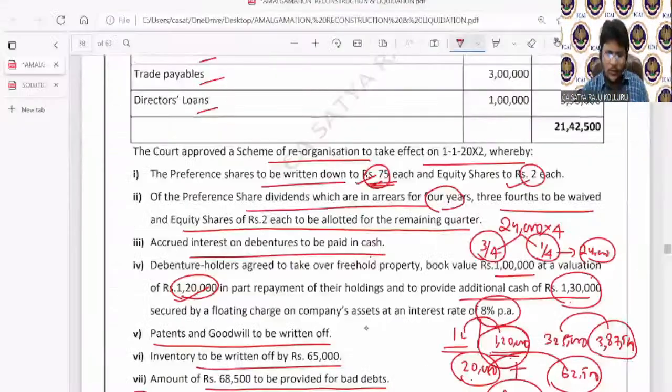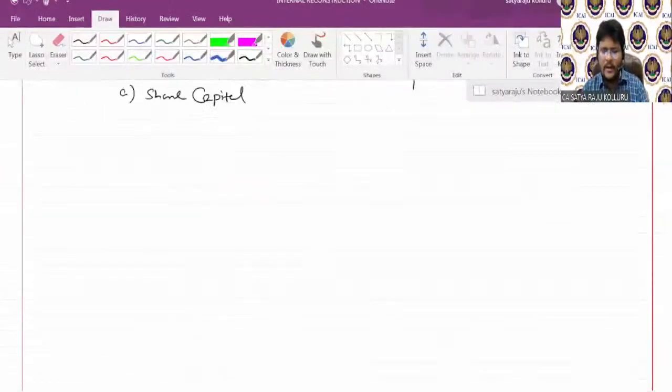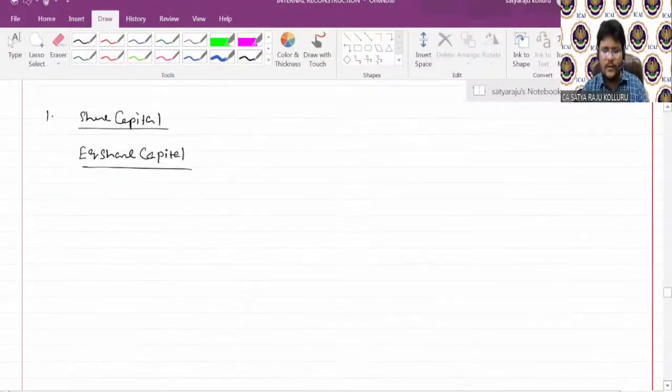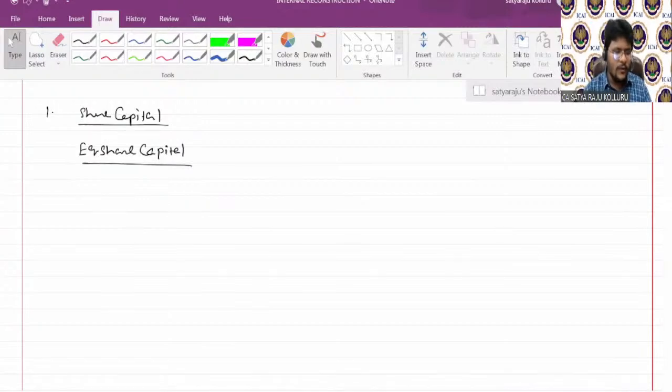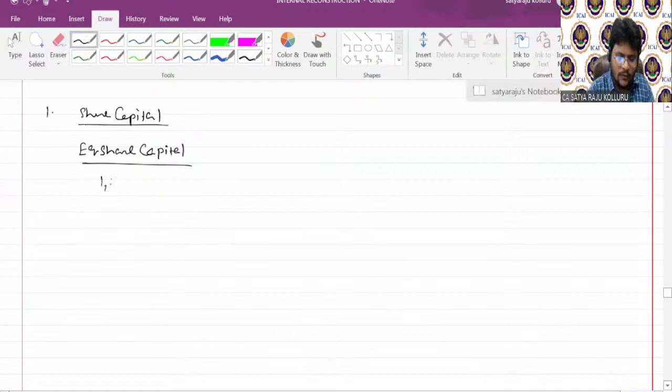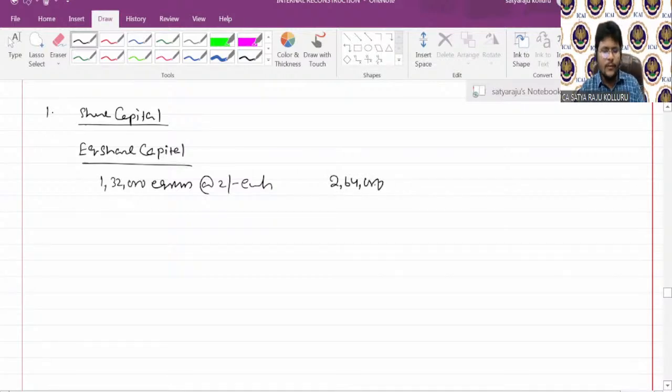So now you can simply put here, each equity share is 2 rupees, guys. With 2,64,000 worth, how many equity shares are there? 1,32,000. 1,32,000 equity shares at the rate of 2 rupees each, which is 2,64,000. Am I right, guys? All of you? Next, after equity share capital, you need to start with preference share capital.